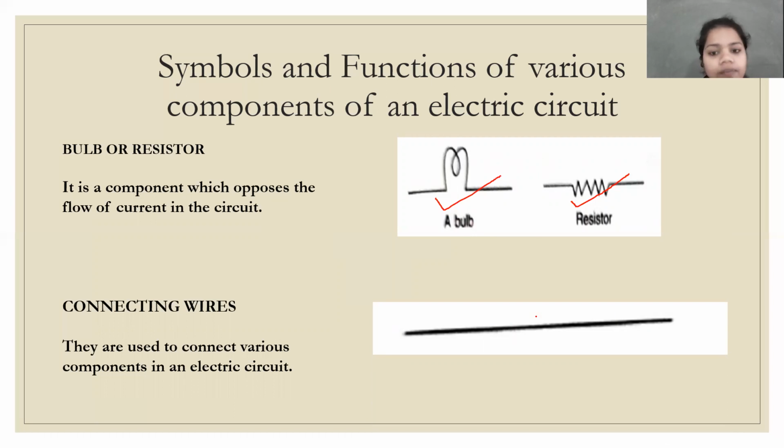So four symbols we have discussed right now. Number 1 was for cell. So cell, how it is done. Number 2, we have seen for switch or key. Number 3, we have bulb or resistors. And number 4, we have connecting wires. So four components, their symbols and their functions we have seen.